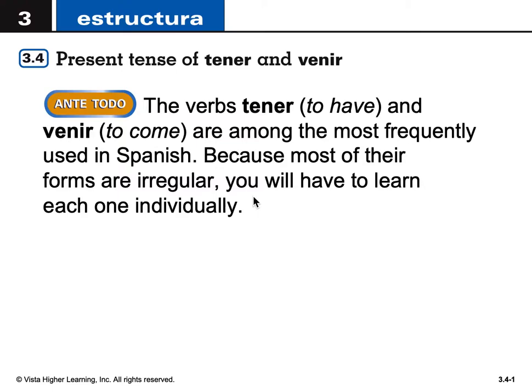Estructura 3.4, present tense of the verbs tener and venir. So these two verbs are among the most frequently used in Spanish. Because most of their forms are irregular, you're going to have to learn each one individually. So even though we just have two verbs here, there's actually kind of a lot of information for this estructura point. So let's get to it.